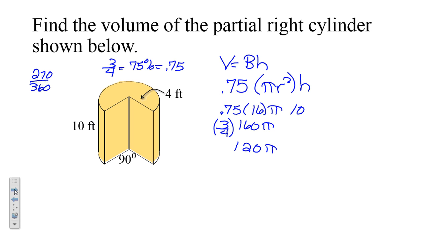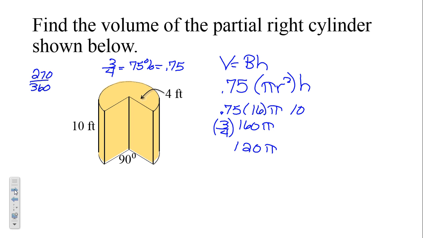120. Wait, why did you put it? Because if you don't have your calculator handy, you may want to change it to a fraction and say what's 160 divided by 4. The 120 is 3/4 of 160. 160 divided by 4 is 40, and 40 times 3 is 120.